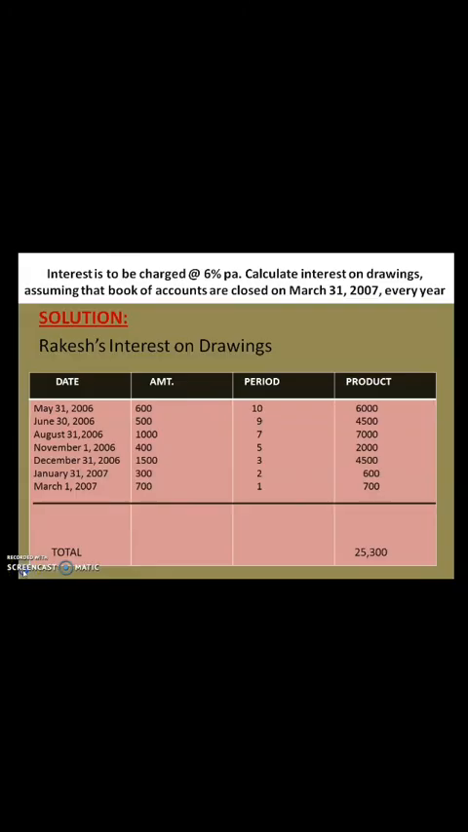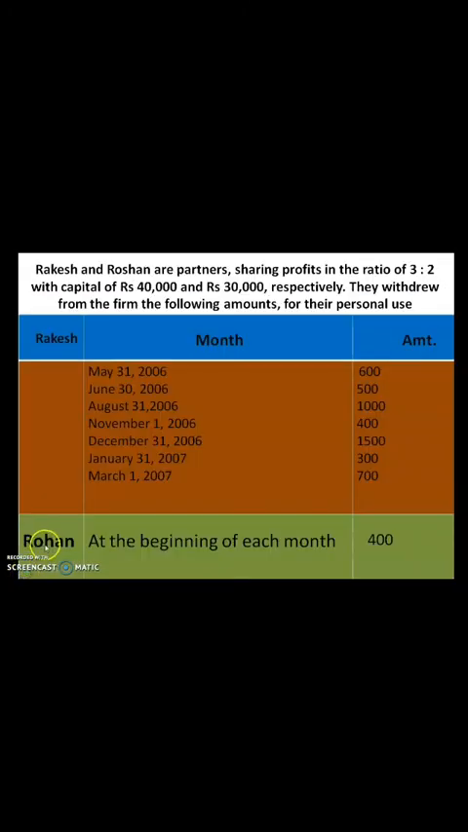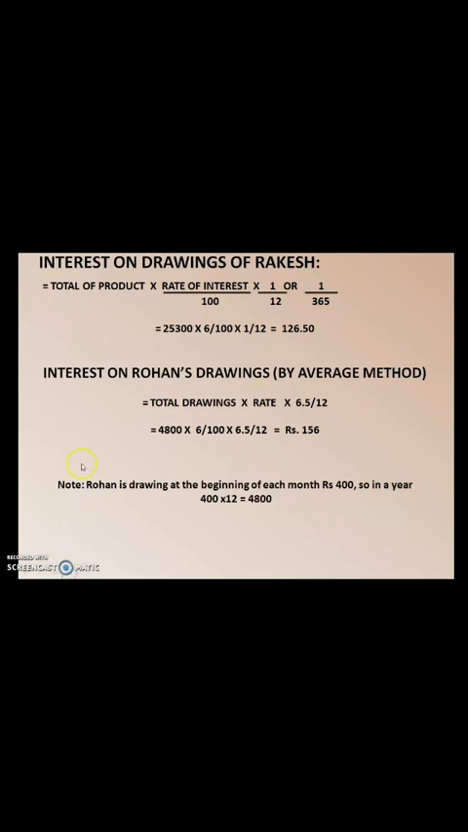Now what is mentioned in the question about Roshan? Actually this is Roshan. Roshan's withdrawal of drawing. At the beginning of each month, he is withdrawing 400. So how does the calculation go? See, interest on Roshan's drawing according to average method is total drawing into rate into 6.5 divided by 12.